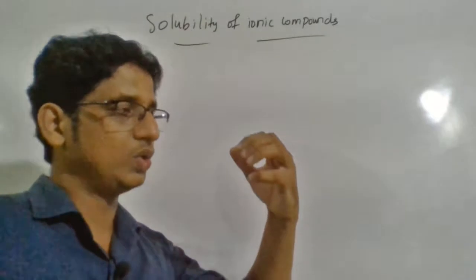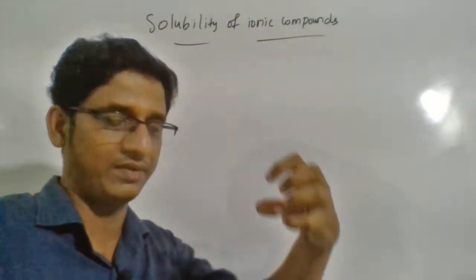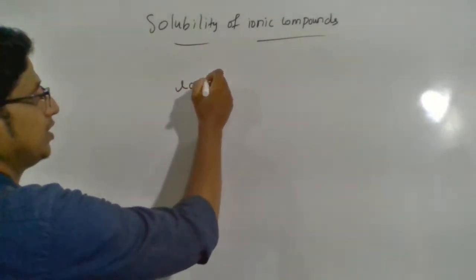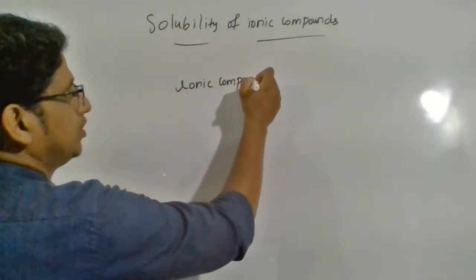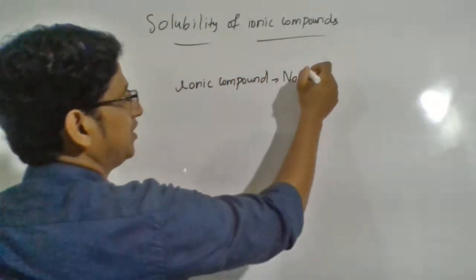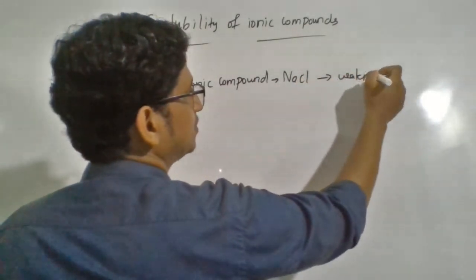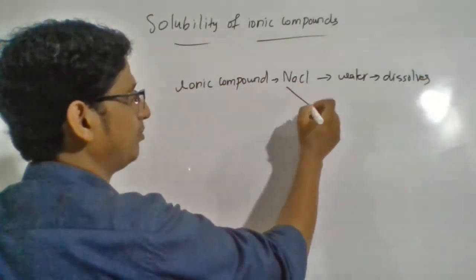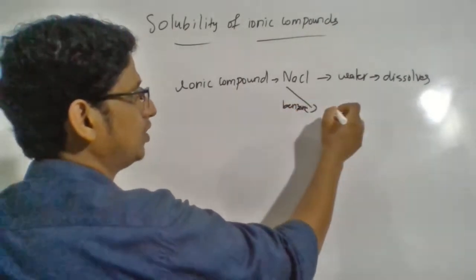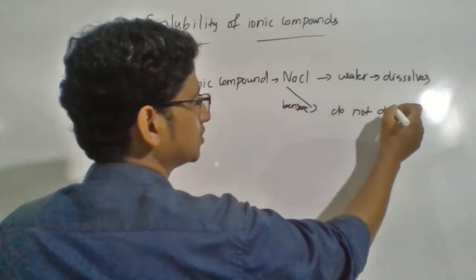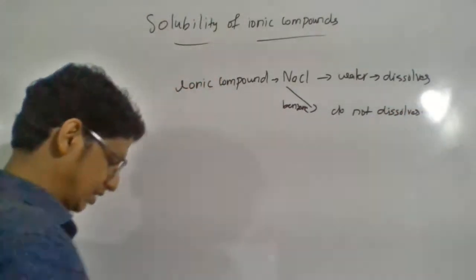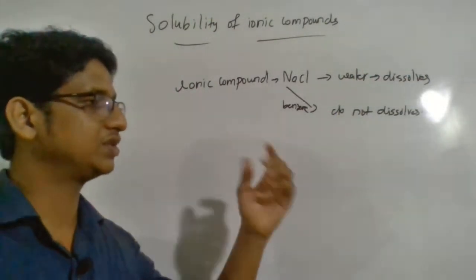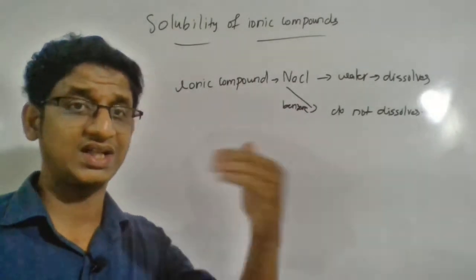Now let us think how an ionic compound is going to dissolve in a solvent. So let us think of two cases. An ionic compound like sodium chloride easily dissolves in water, right? But NaCl in benzene does not dissolve. So from here you can think: an ionic compound like sodium chloride dissolves in water, but sodium chloride does not dissolve in benzene. Why is it so? That's the way a student can think.